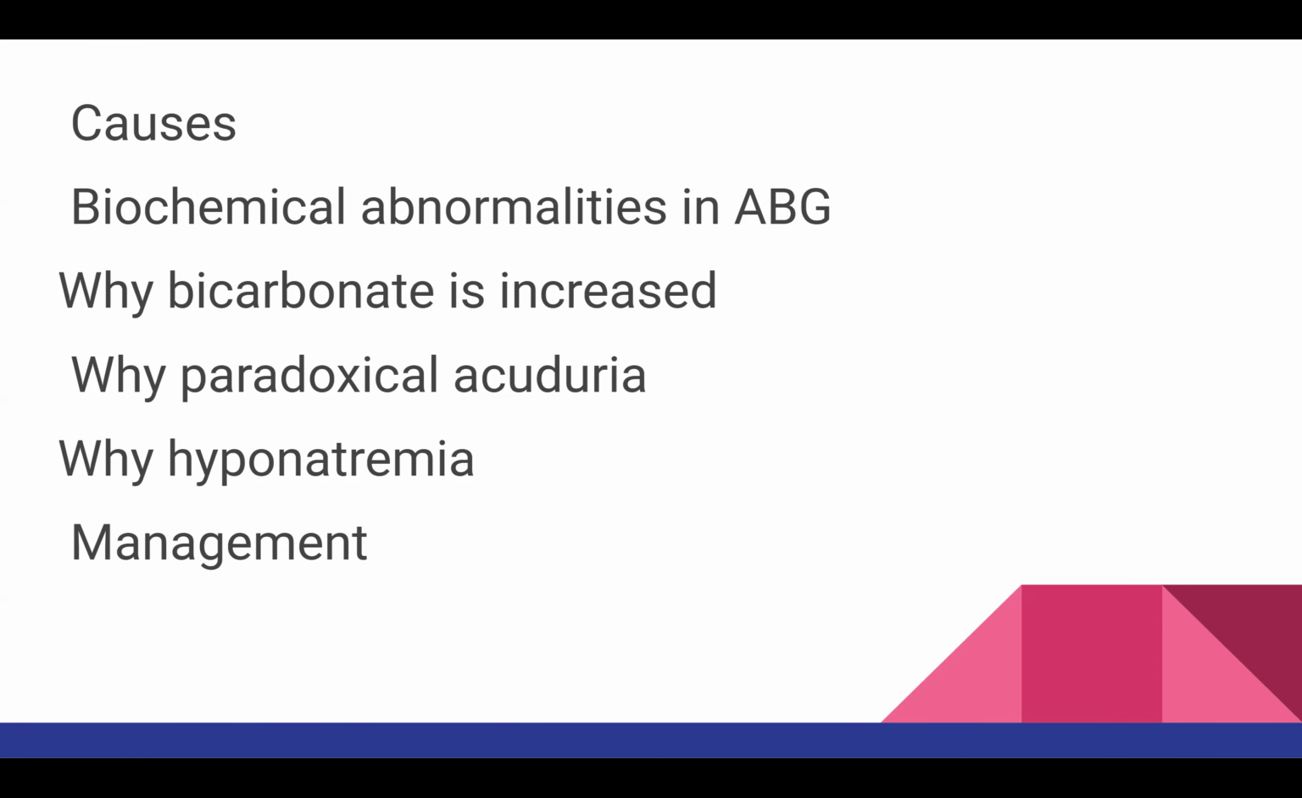Okay, so can you tell me what is going to be the abnormality in the ABGs? In the ABG, there will be metabolic alkalosis. Now tell me what are the biochemical abnormalities? There will be hypochloremia, hypokalemia, and hyponatremia. Then hypokalemic metabolic alkalosis associated with paradoxical aciduria.